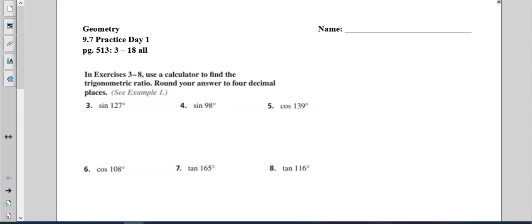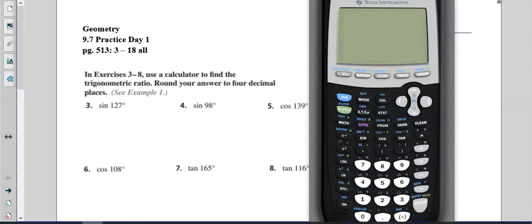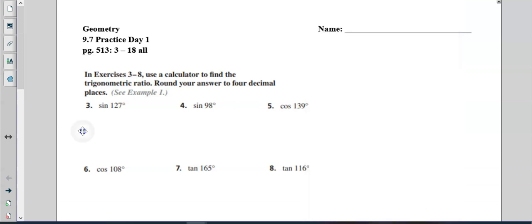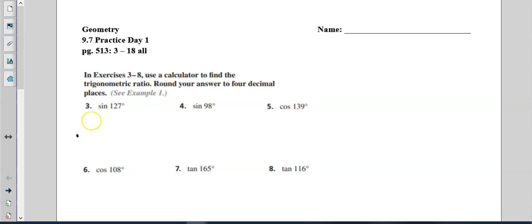All right, so I'm not going to do all these in the calculator because all you're doing is hitting buttons. But for the first example, you just hit sine, okay, and then you type in 127, and then it says round to the nearest fourth place. That's 0.79863, so that's 0.7986. That's it. Again, these just type in the calculator.